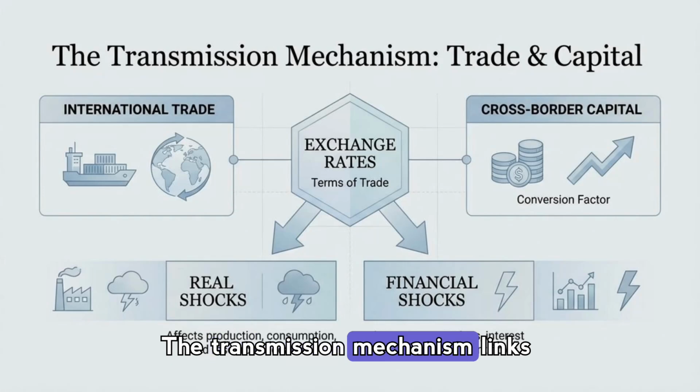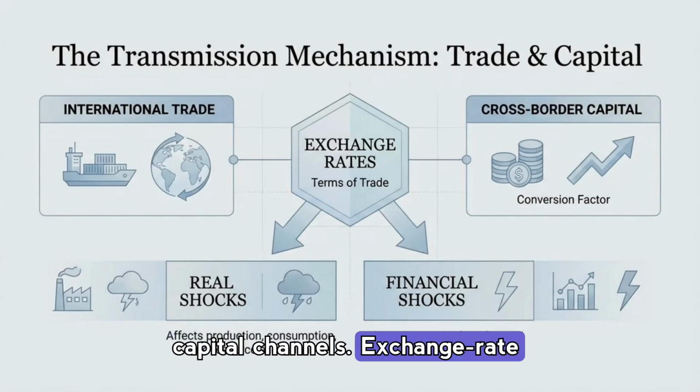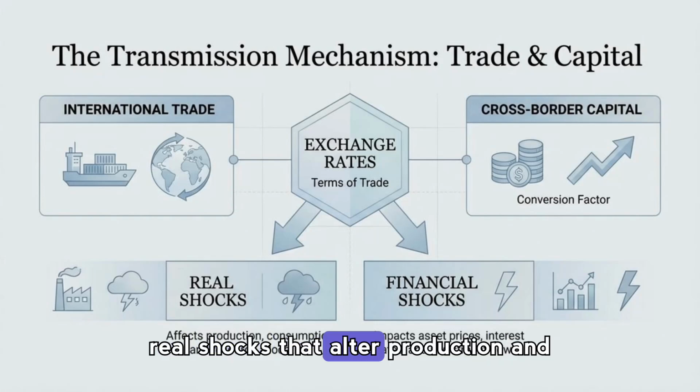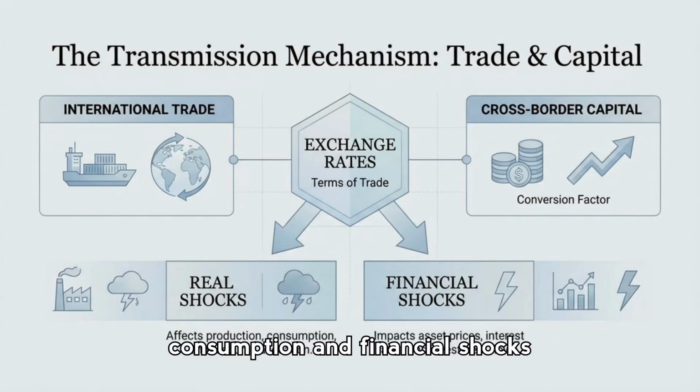The transmission mechanism links exchange rates with trade and capital channels. Exchange rate changes affect terms of trade and conversion factors, interacting with real shocks that alter production and consumption, and financial shocks that move asset prices and interest rates. So currency shifts often sit at the center of broader macroeconomic adjustments.